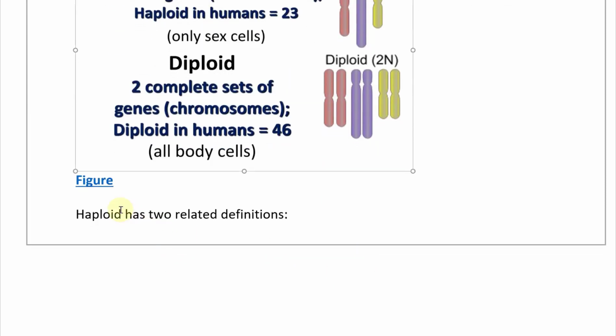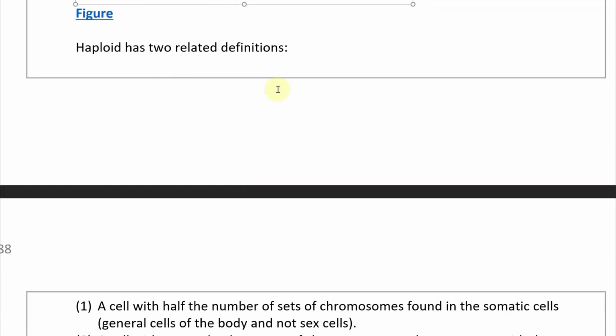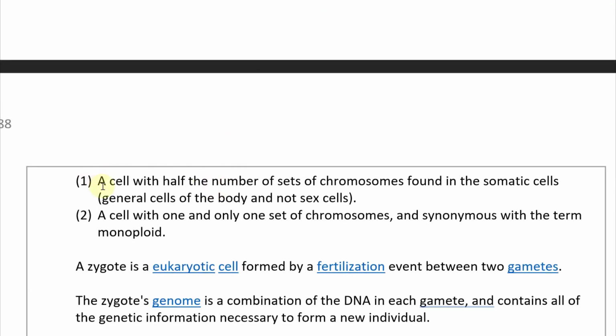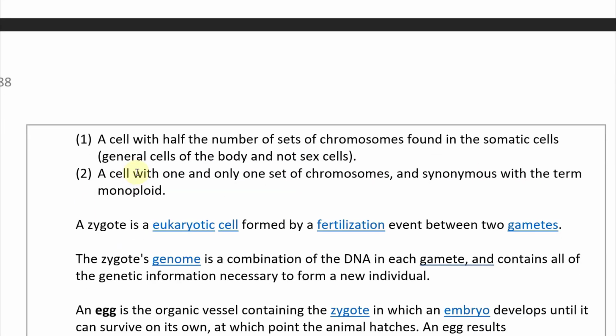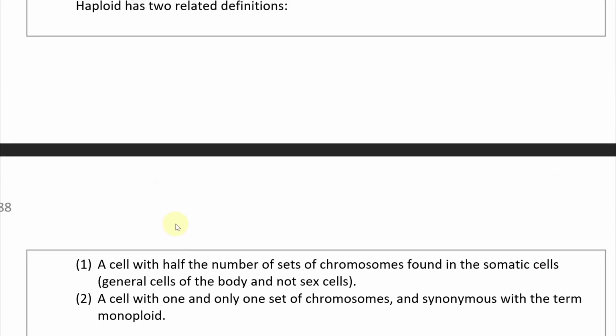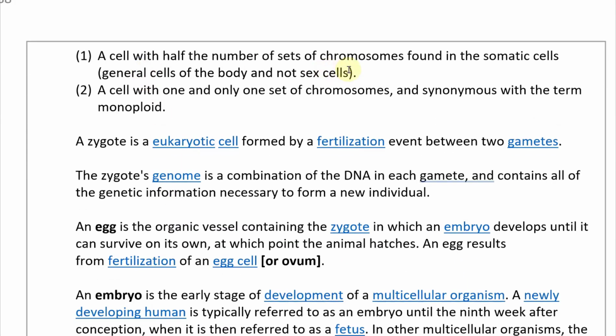So that's a figure there. I got this figure from this link right here, slideserve.com. So a haploid has 2 related definitions to go even further into it. A cell with half the number of sets of chromosomes found in the somatic cells, which are just the general cells of the body and not sex cells, and also a cell with 1 and only 1 set of chromosomes, synonymous with the term monoploid. So again, just to distinguish when it is a monoploid and when it is just half of whatever the body cells are.